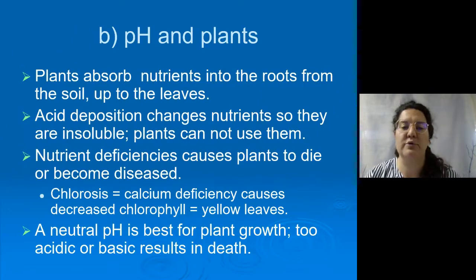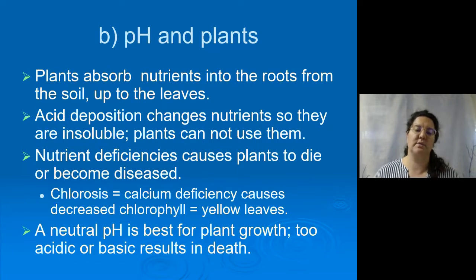So plants typically absorb nutrients from the roots in the soil up to the leaves. And the process of acid deposition changes the nutrients that are available to plants because of the leaching that happens in the soil. Those hydrogen ions are replacing the nutrients. So once those nutrients aren't available, plants obviously can't use them. And then this nutrient deficiency causes the plants to die, become diseased, or weak.